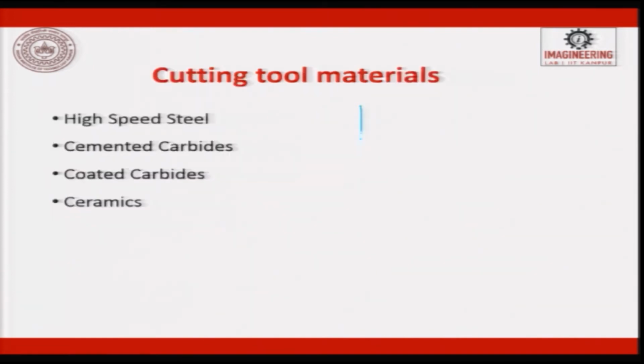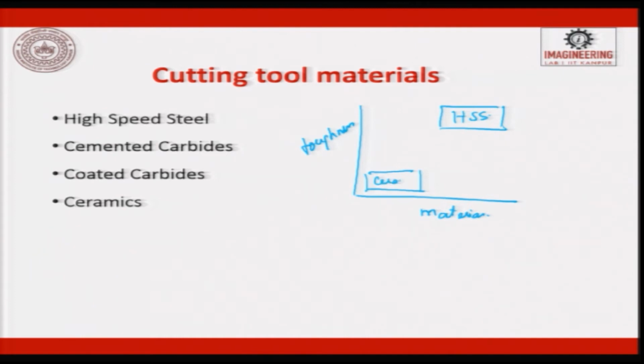So, the commonly used materials, if you try to plot with respect to toughness and materials whatever we have. HSS falls here and ceramic falls here. HSS has very high toughness, ceramics are here, cemented carbides and coated carbides are here. So, this is cemented carbides, this is coated carbides, or it will overlap.